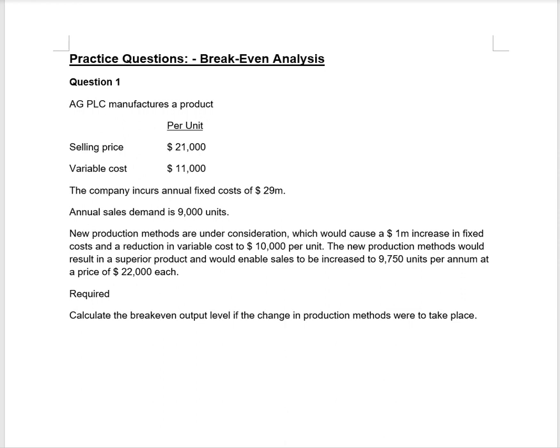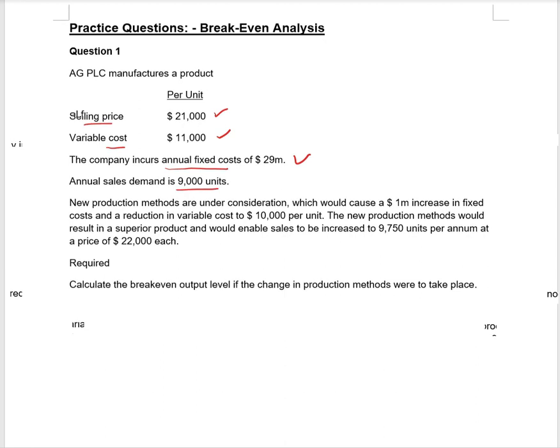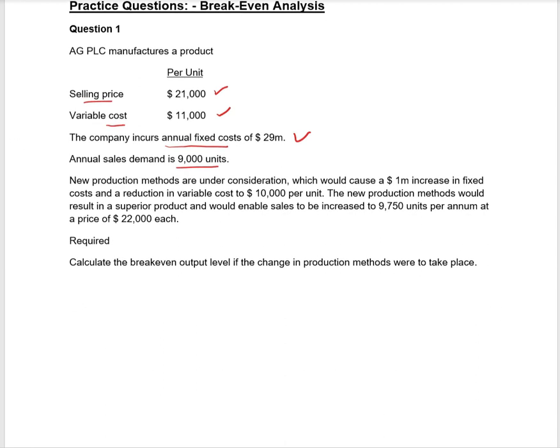AG PLC manufactures a product. The selling price per unit is 21,000. Variable cost per unit is 11,000. The company incurs annual fixed cost of 29 million. Annual sales demand is 9,000 units. Then the new production methods are under consideration. Now this is the current scenario.